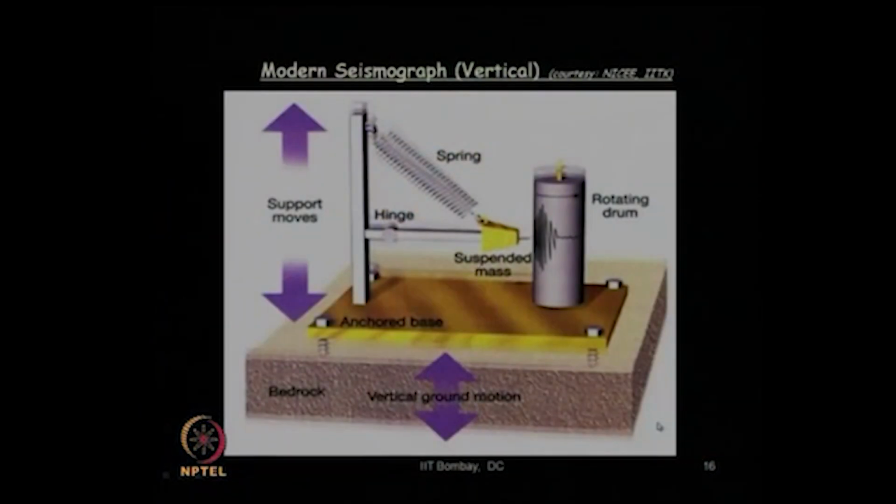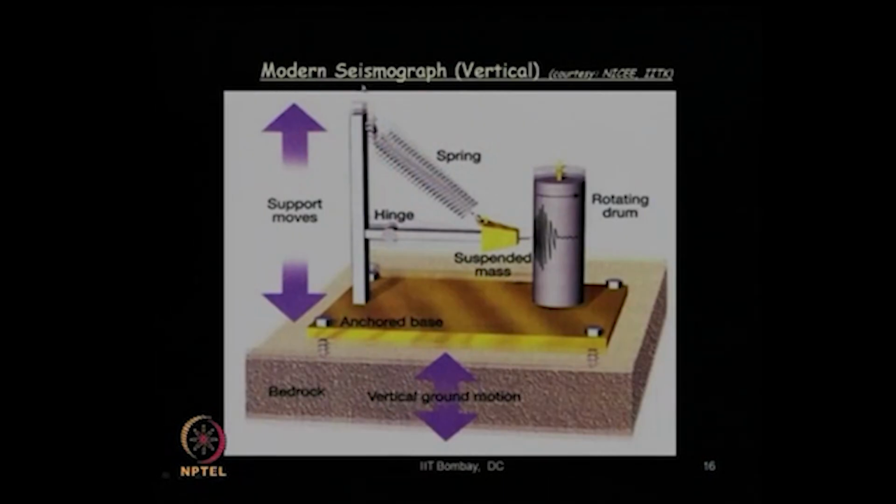Let us see another type of modern seismograph which can record the vertical movement. The previous one could record the horizontal shaking in any direction, as we have mentioned. Now, we want to see whenever there is a vertical shaking of the ground, how much vertical shaking is occurring during an earthquake, and how we can measure it using this modern seismograph. So, let us look at this picture.